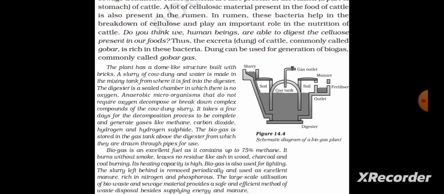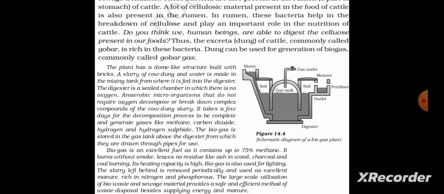It takes a few days for the decomposition process to be complete and generate gases like methane, carbon dioxide, hydrogen, and hydrogen sulfide. The biogas is stored in the gas tank above the digester from which they are drawn through pipes for use. Biogas is an excellent fuel as it contains up to 75% methane.